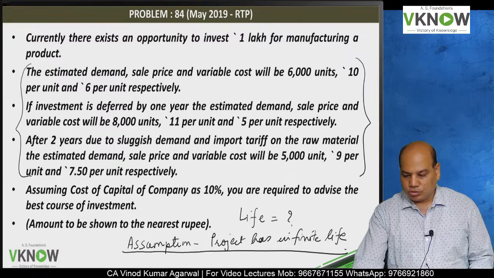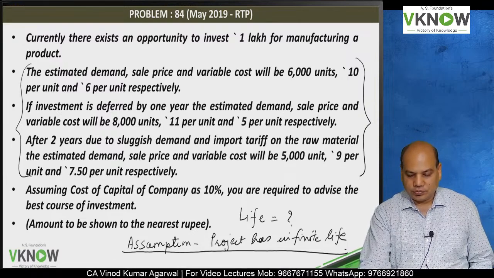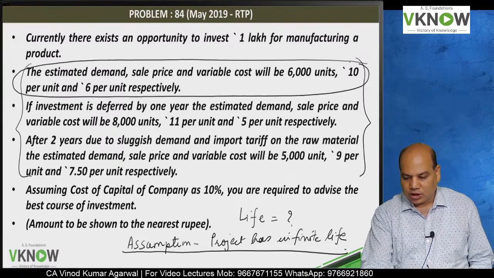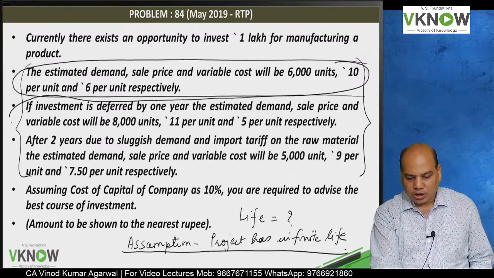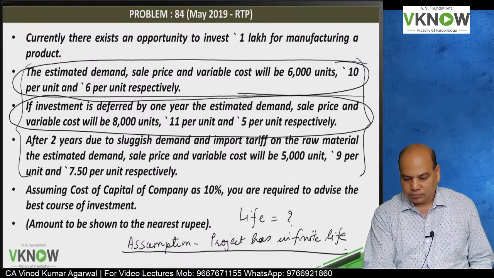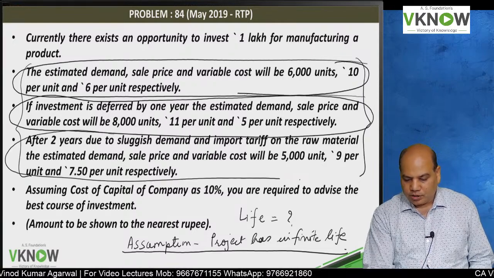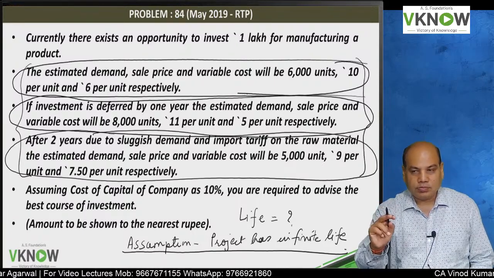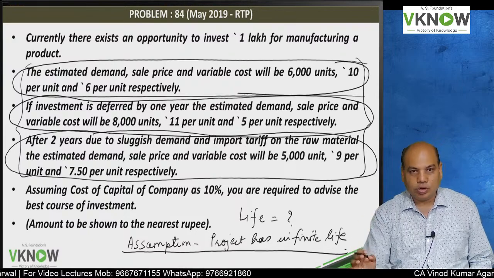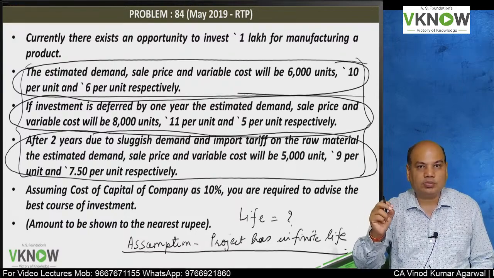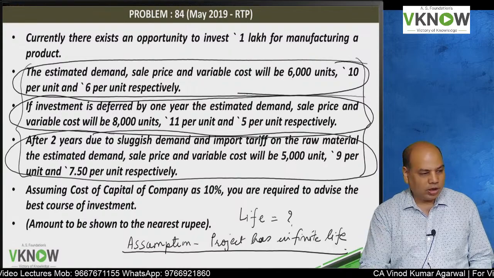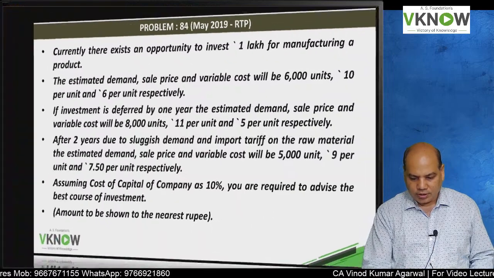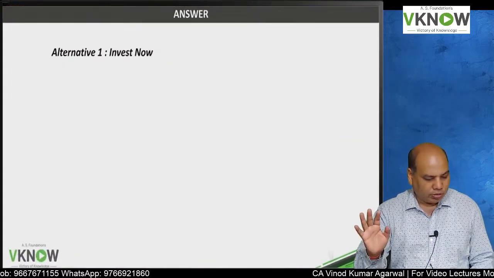And then what I am going to do? I am going to do 3 calculations. NPV calculation if we start now, NPV calculation if we start after 1 year, NPV if we start after 2 years, and select the option which will give me highest NPV. All NPV will be brought down to year 0 level. Is it right? Very easy question, but you need to practice.